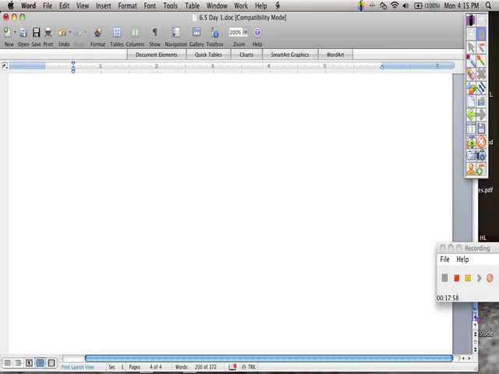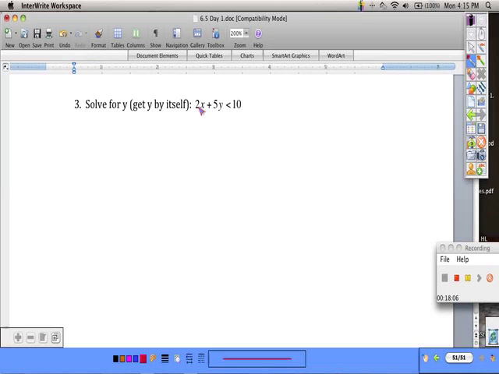Now, the very last problem here is asking us to get y by itself. Solve for y. Well, we need to get everything away from it, so we need to get rid of this plus 2x. We do that by subtracting it from both sides. And these aren't like terms, they don't combine together. So negative 2x plus 10.